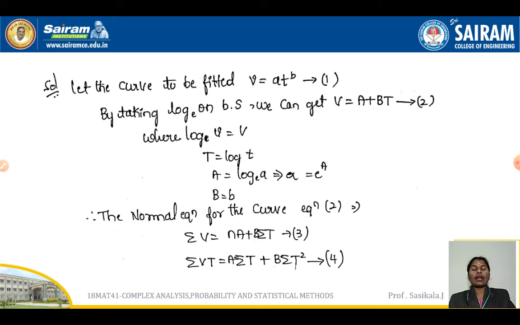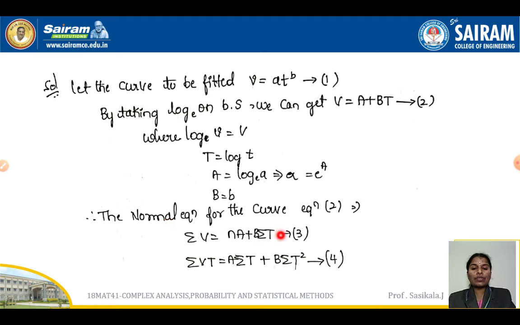For that reason, I am going to take a log to the base of e on both sides of this equation. So what I will get: log V to the base of e is equal to log of A plus log T power B. Then apply the power rule. You will get log A plus B into log T. So I'll get it in the format of A plus BT. Here T is nothing but log T. Capital A is equal to log A to the base of e, which means small a is equal to e power of capital A, and capital B is equal to small b.